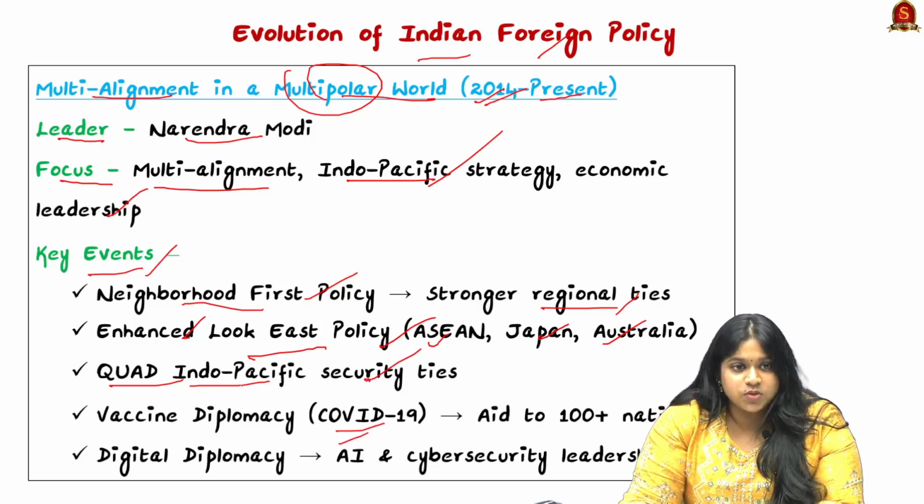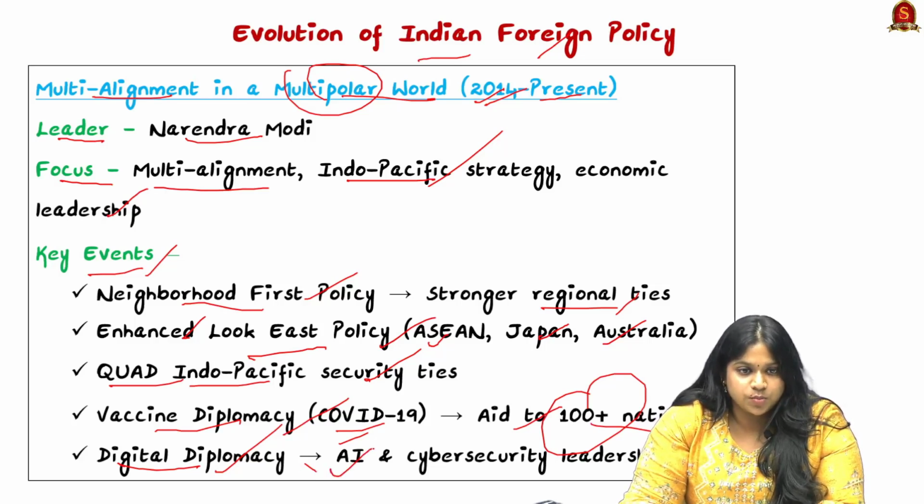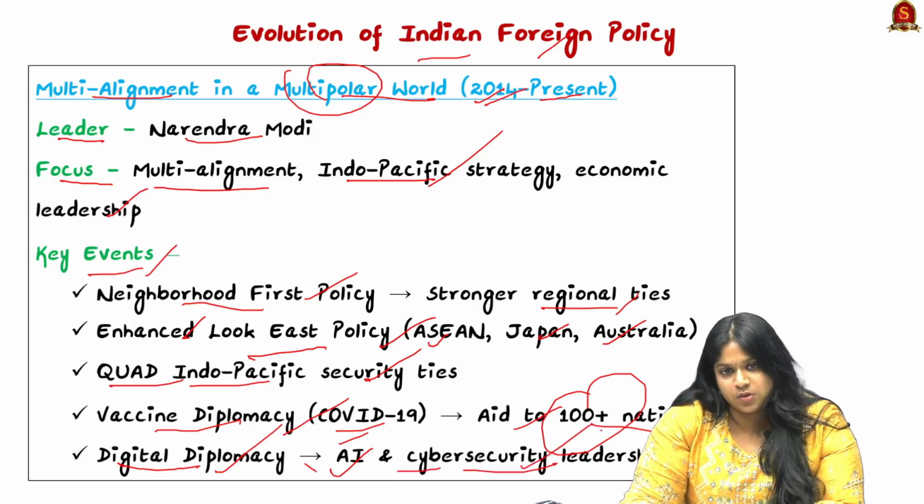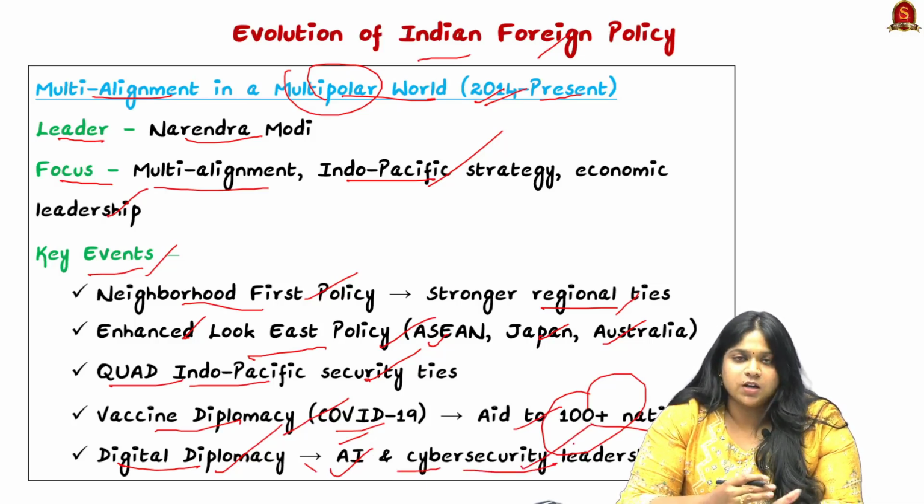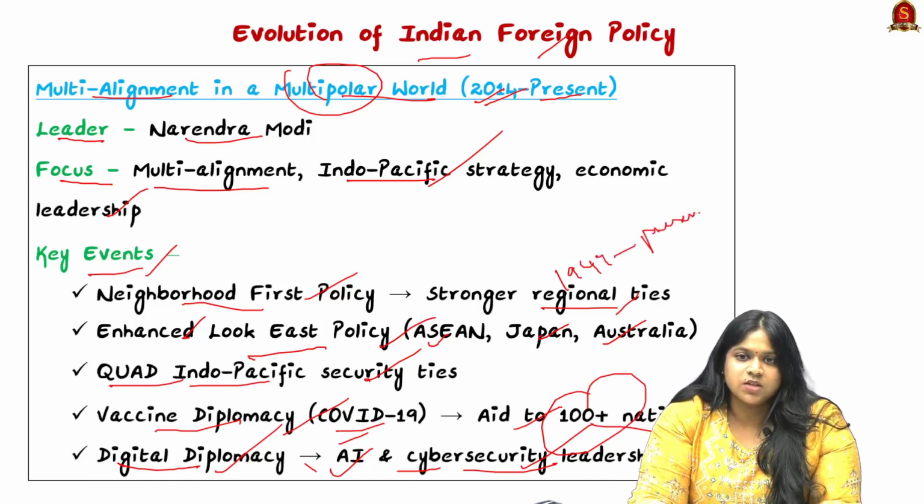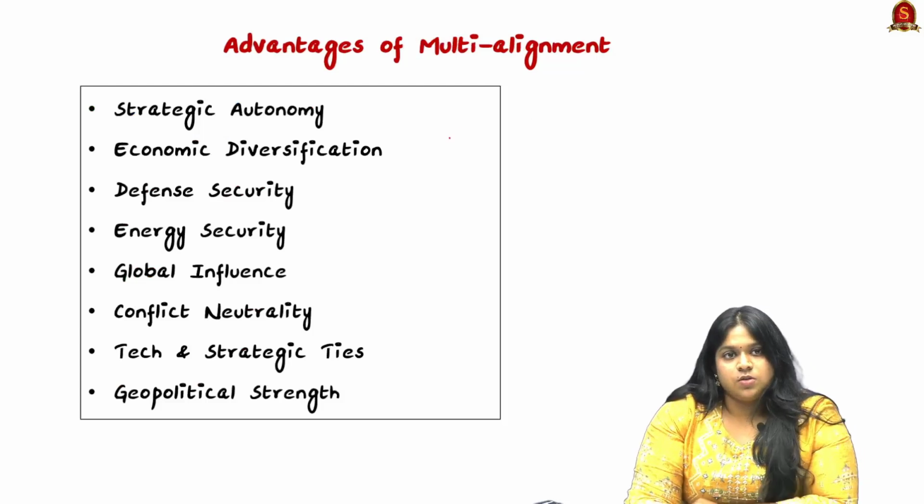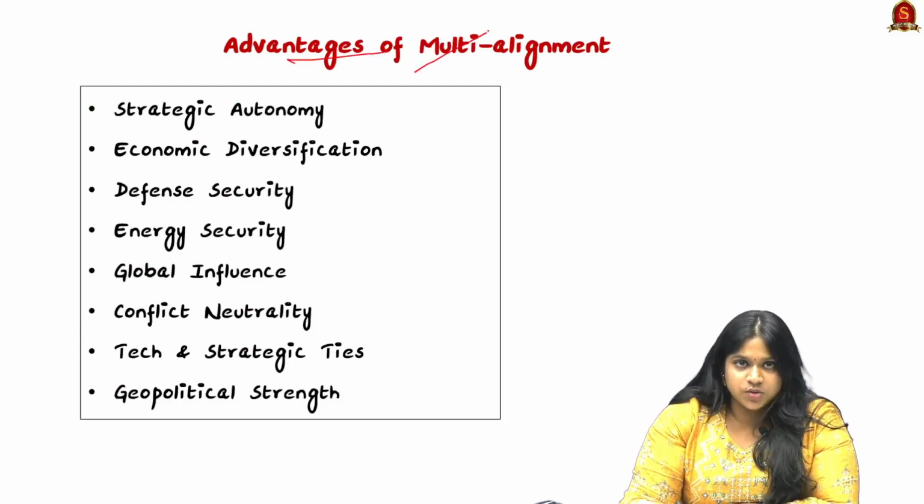One of the most deadly pandemics, we brought in vaccine diplomacy, where we aided almost 100 plus nations. And recently we are bringing in the importance of digital diplomacy through our schemes and initiatives, where there is importance for AI and cyber security leadership. So right from 1947 till present, we have seen the focus and the changes throughout the years of our Indian foreign policy till now. So let's look into the advantages of this multi-alignment.